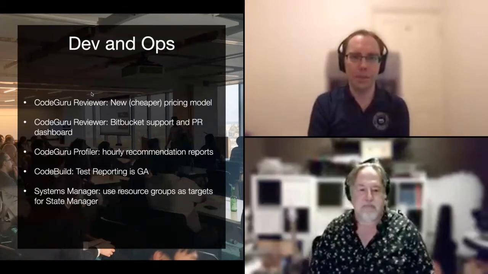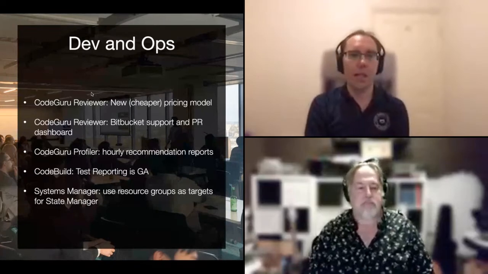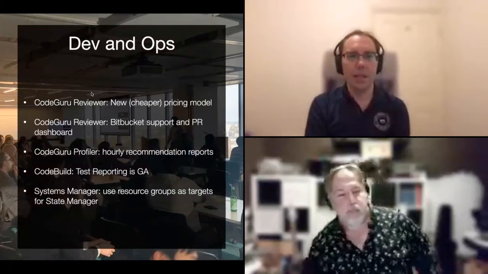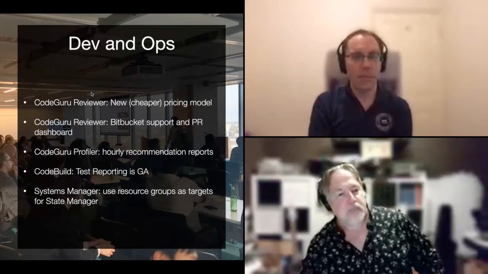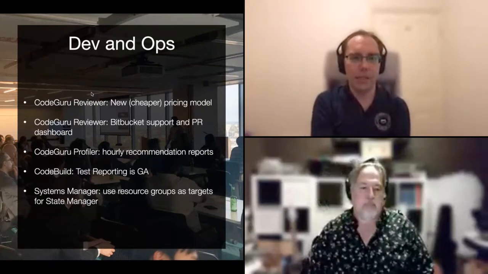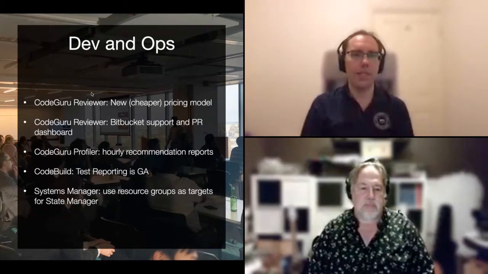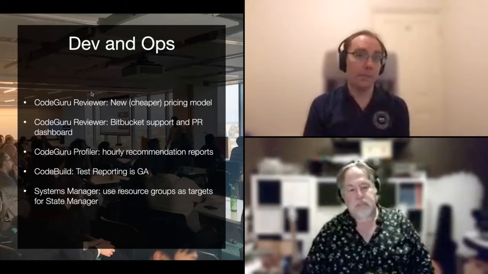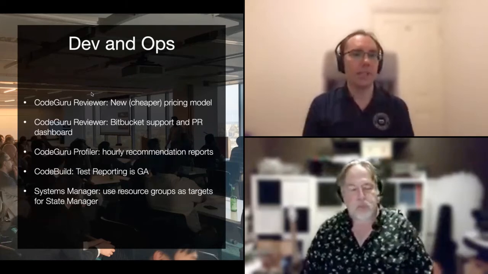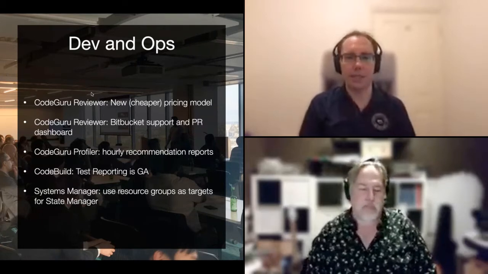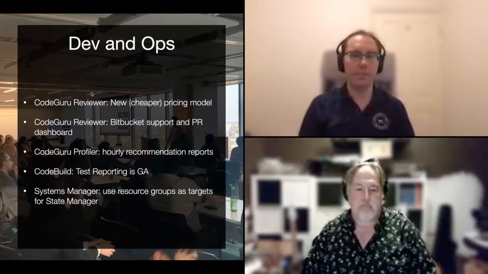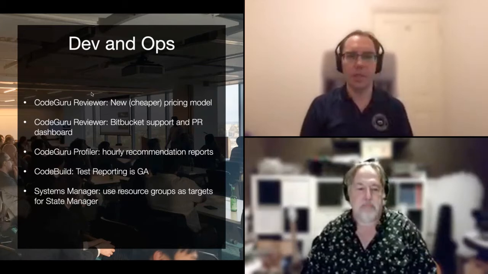But at least it now supports Bitbucket for people who use that. It's slightly cheaper, and I quite like actually that CodeBuild now has the test reporting GA. It came out a couple months ago in preview, and it basically lets you have what you always want, which is actually seeing the reports for your tests inside your tooling for it. Cool.